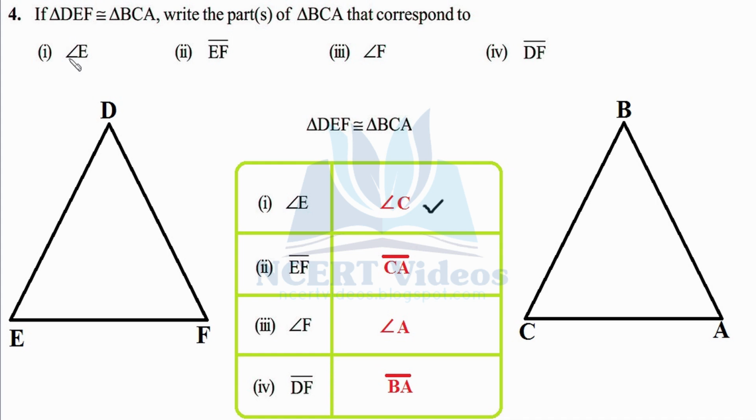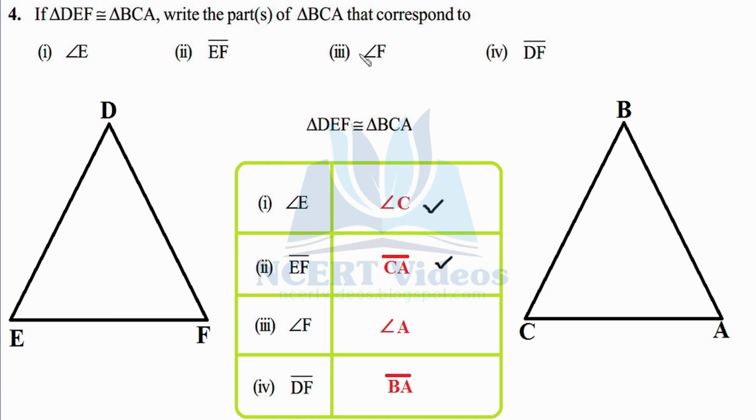Then EF. Earlier it was asking in terms of angle; now it is in terms of side. So line segment EF. Again, you can also do it even without this figure. EF will be your CA. It won't be your BC or BA. So EF is congruent to CA, line segment CA. The same has been written here.